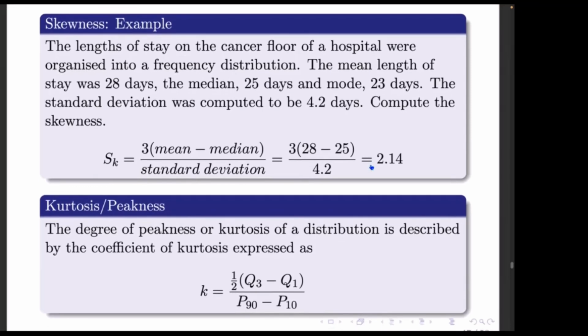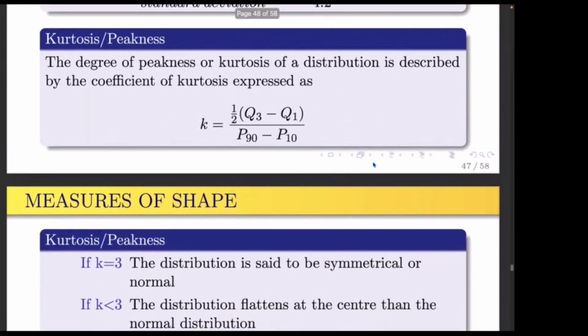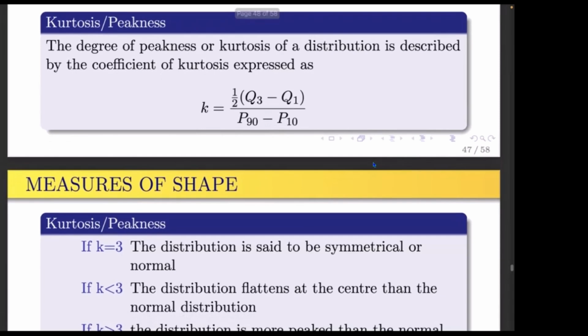This is an example of the skewness. When we come to the peakedness, or kurtosis, the name says it's the peakedness. So it's either peaked, or flat, or normal. To find the kurtosis, it is half of the third quartile minus the first quartile, over the 90th percentile minus the 10th percentile.